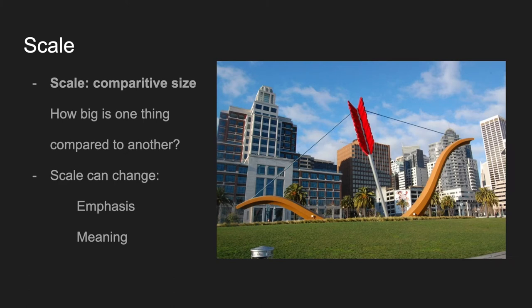Scale. Scale is the comparative size. How big is one thing compared to another? Scale can be used in an artist's work to create emphasis or create meaning. So in this example here, we can see that the scale of the bow and the arrow is much larger than human size or real size.